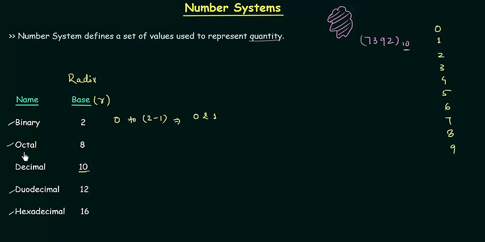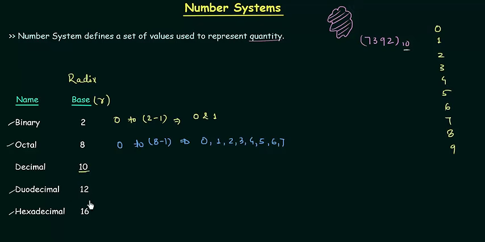In case of octal, the base is 8, so we definitely have 8 distinct digits in the octal number system, and they are from 0 to 8 minus 1, and this will give us 0, 1, 2, 3, 4, 5, 6 and 7. So these are the digits in case of the octal number system. For decimal, we have already seen 0 to 9, 10 distinct digits.